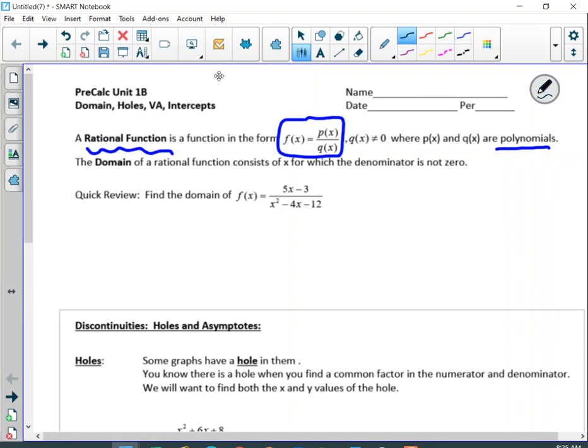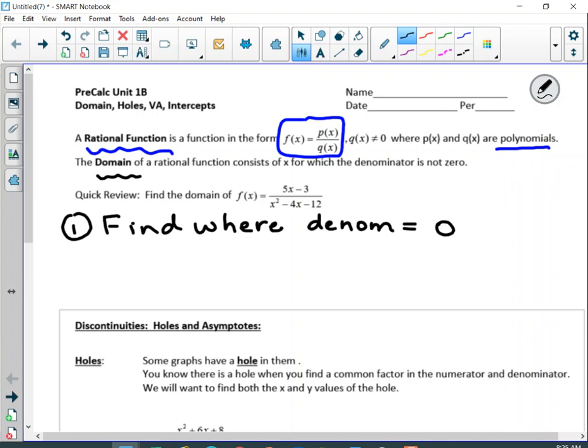Our first job with our rational functions is to find the domain. To find the domain, we have to find the zeros of the denominator. And then basically, those numbers are the numbers we're going to not include on our domain. So how are we going to find the domain of a rational function? We're going to figure out where the denominator of the rational function equals 0. x squared minus 4x minus 12 equals 0.